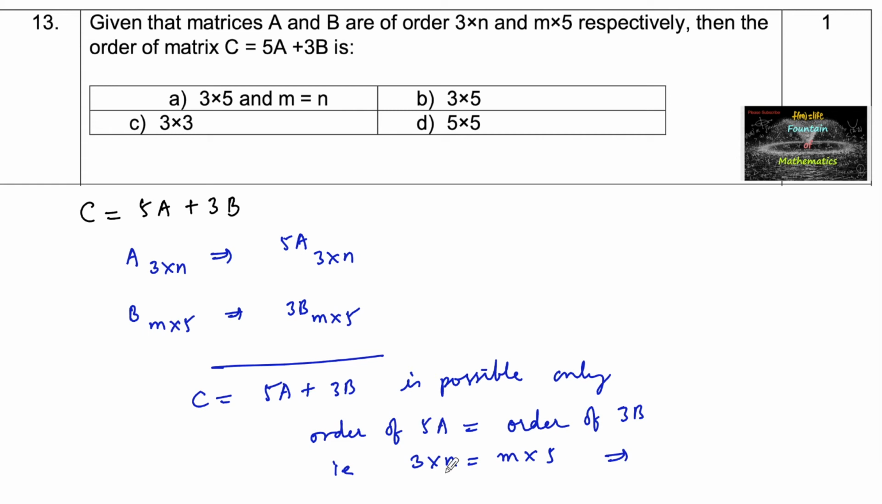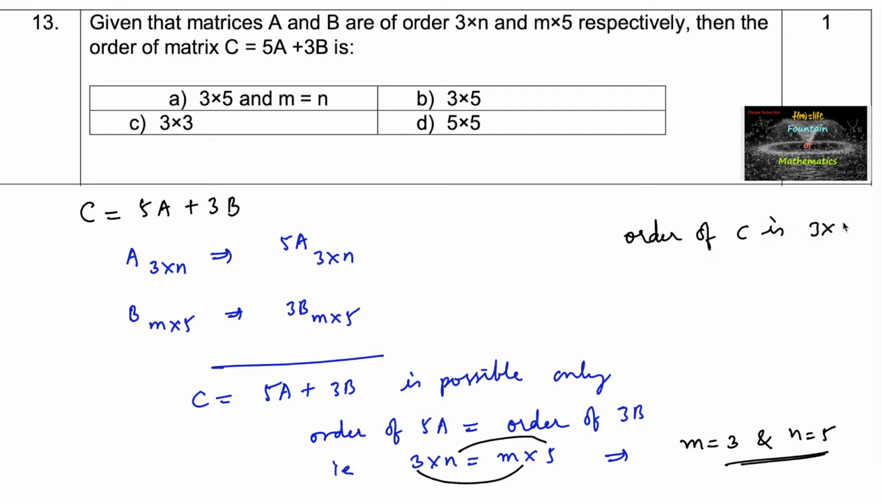So that we can consider respectively, we can take m is equal to 3 and n is equal to 5. And hence we can say the order of matrix C can be taken as 3 by 5. Order of matrix C must be 3 by 5, then only the sum is possible. So we can go with option B, 3 by 5. So here m and n both are not necessarily equal, so we can go with option B only, right?